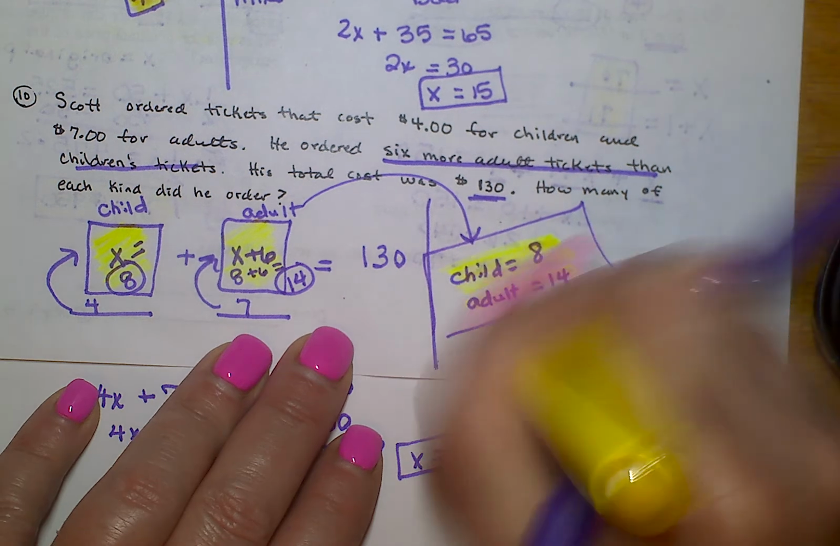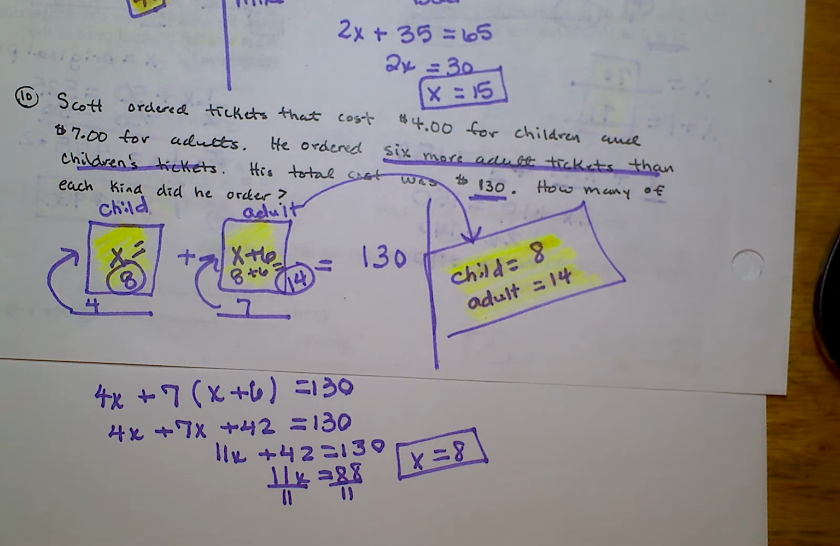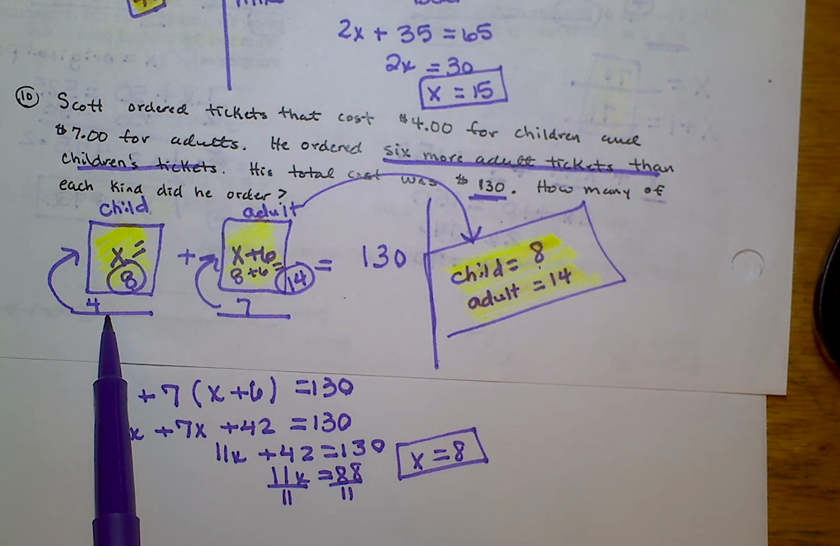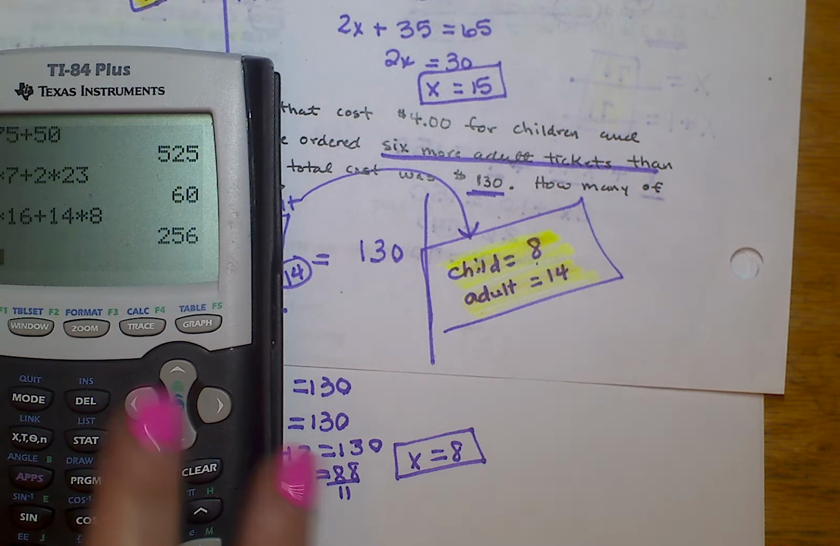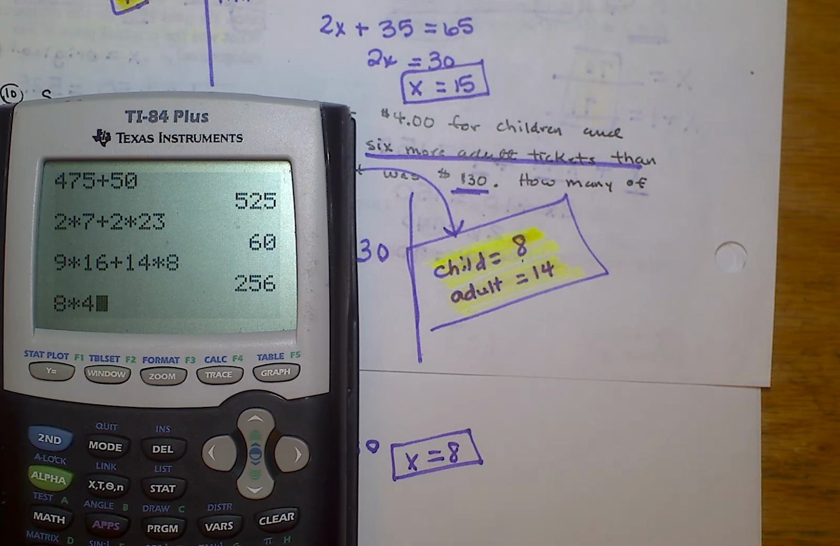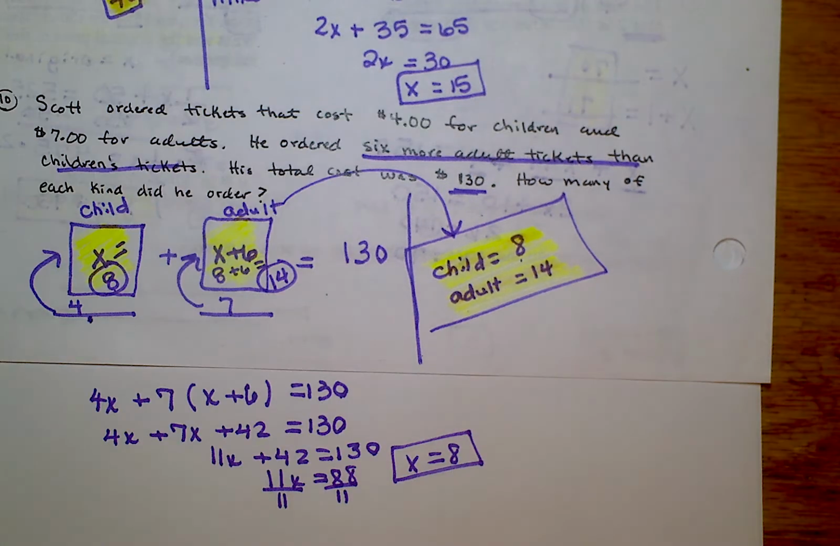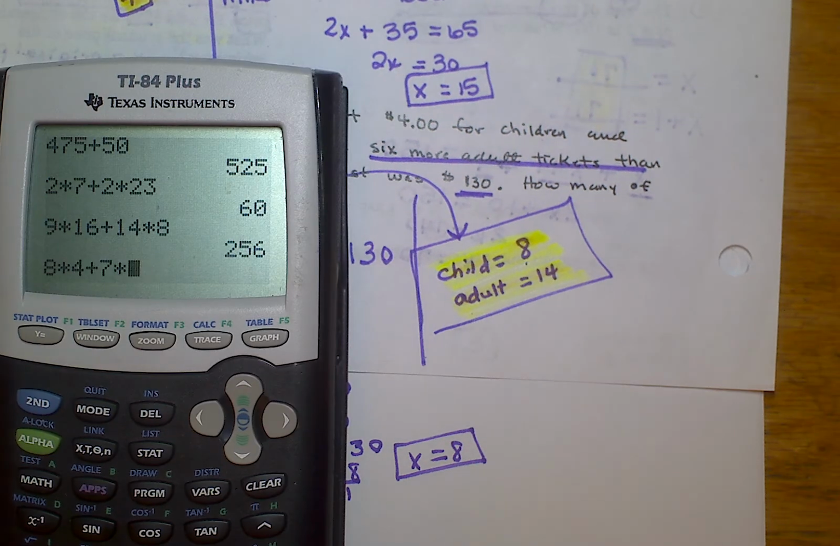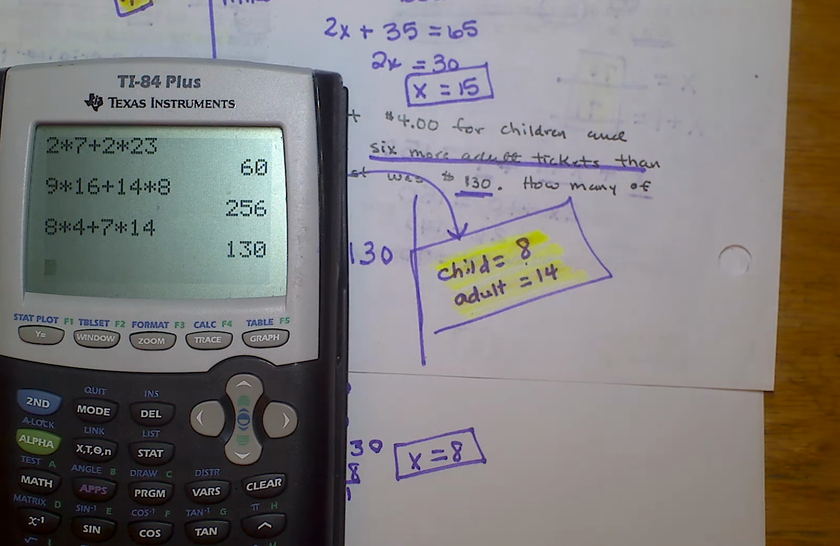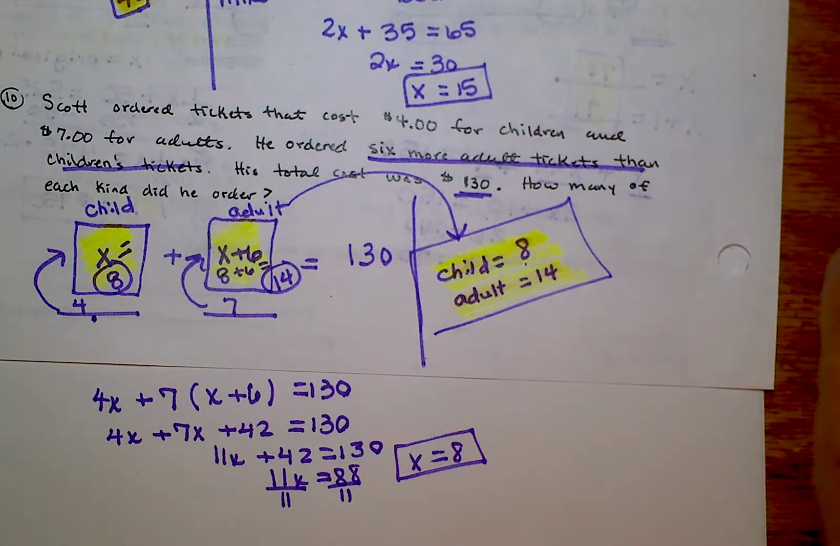Okay, so we need to check that and make sure that it does make sense. So the children tickets were $4 a piece, so we would do 8 times 4, which is 32. So we're going to do 8 times 4, and we're going to add that to the price of the adult tickets. They were $7, and he ordered 14. So notice that it was $130, so that money balances.